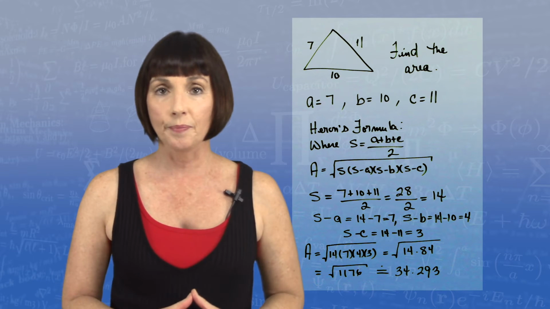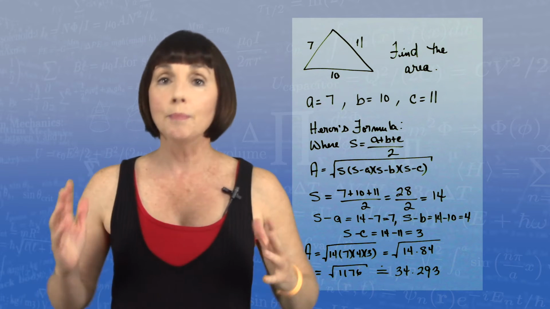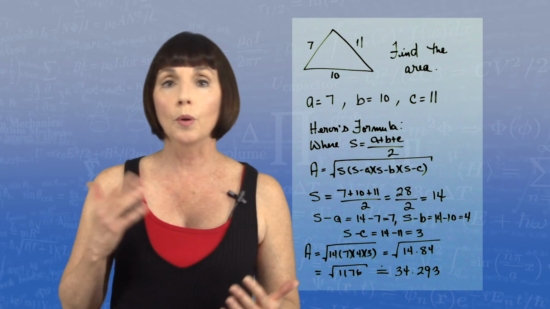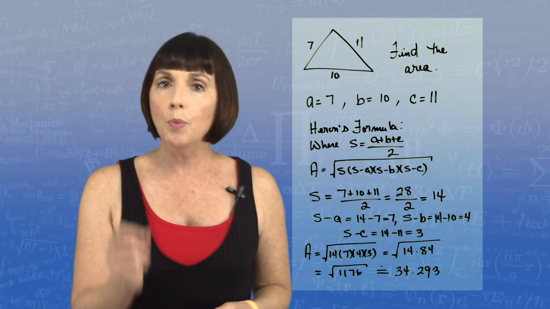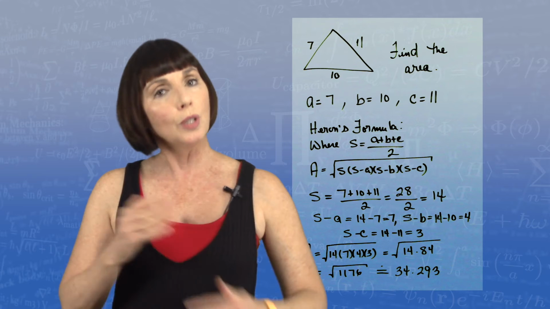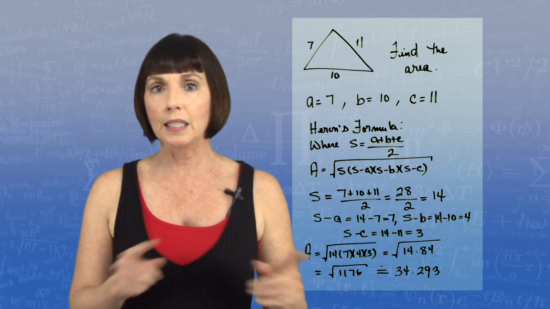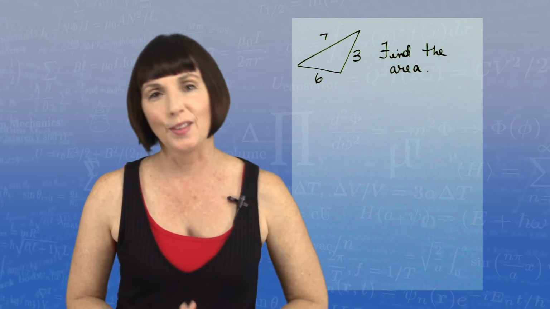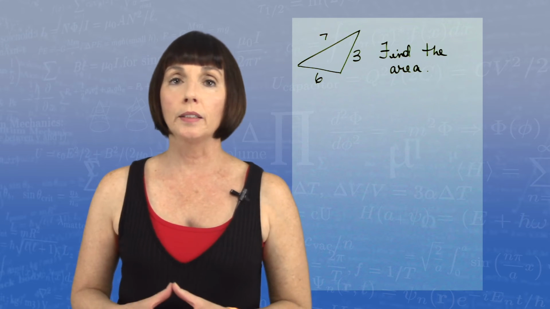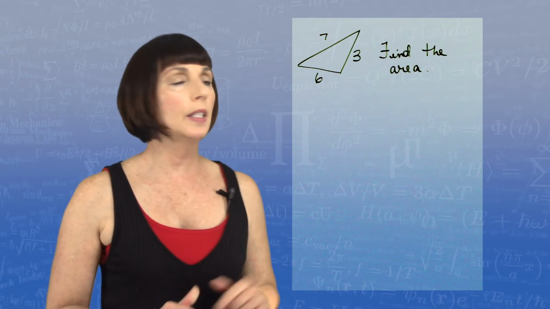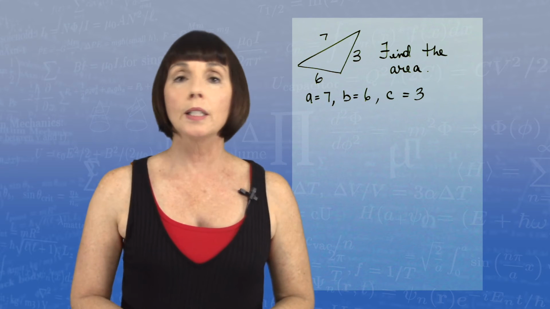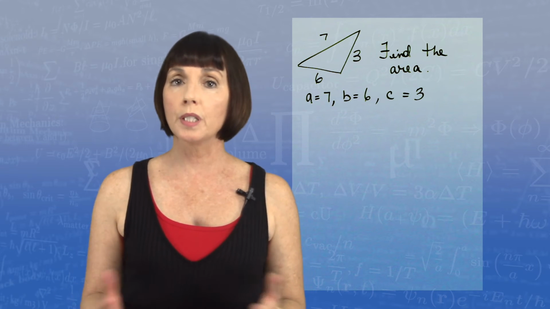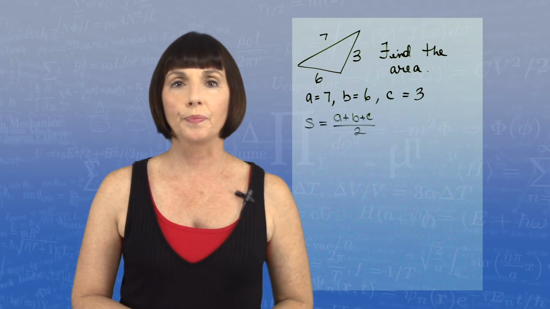And that's the area. Now, note, it doesn't matter which side you call A or B or C, but it is important to define them so that you keep yourself straight and don't get mixed up about which numbers you're multiplying together. Okay, let's do another example. We have another triangle here with side lengths 7, 6, and 3. So let's say A equals 7, B equals 6, and C equals 3.